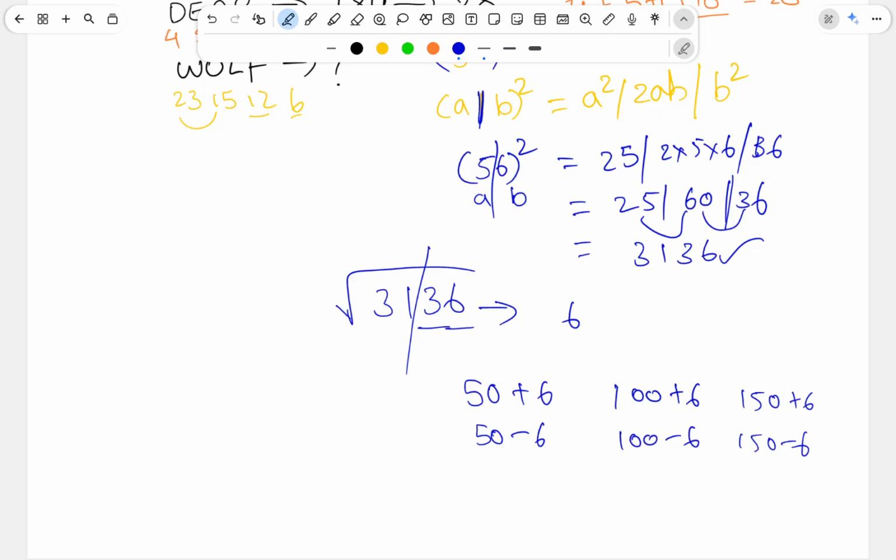So in that case, what should our answer be? Our answer should be 50 plus 6 or 50 minus 6. See that the remaining number other than this 36 is 31. 31 is nearest to which square? 5 square or otherwise 6 square.